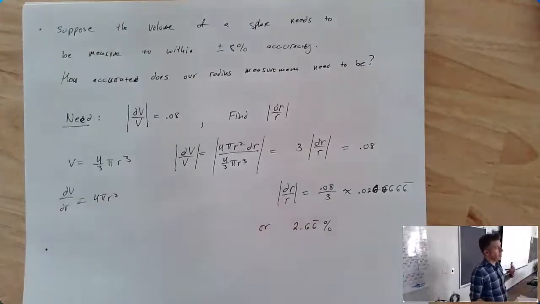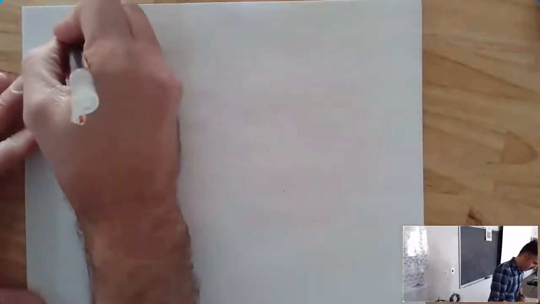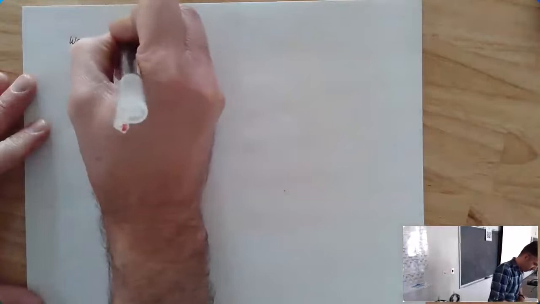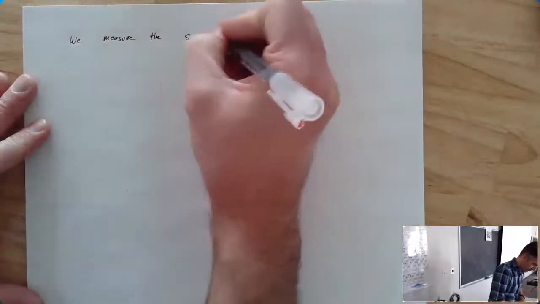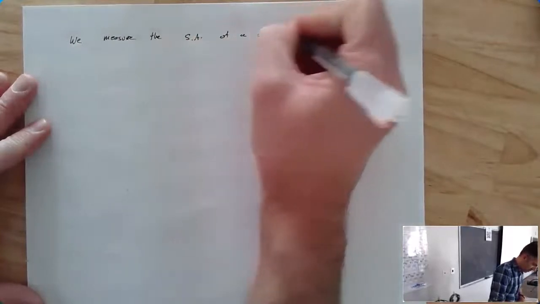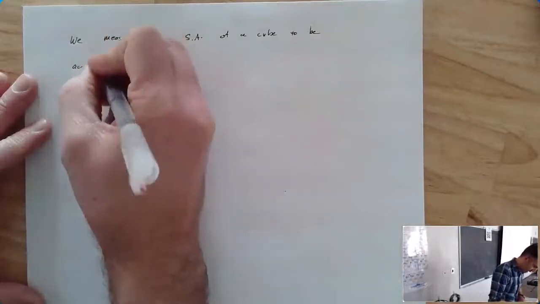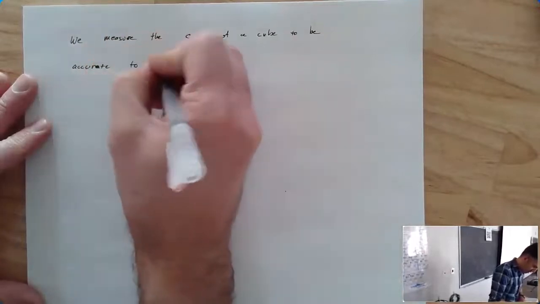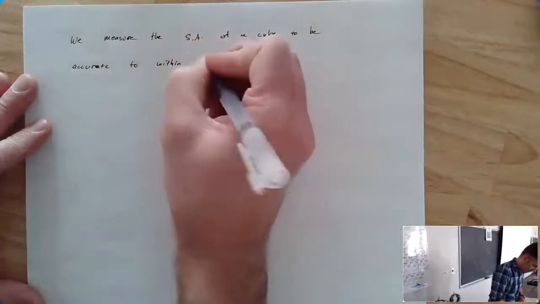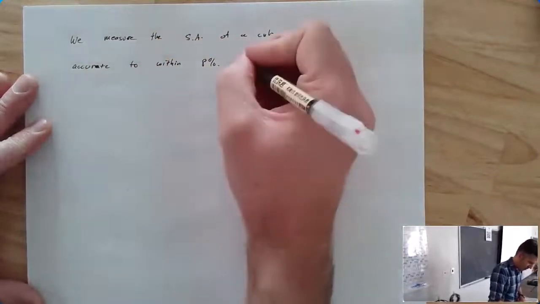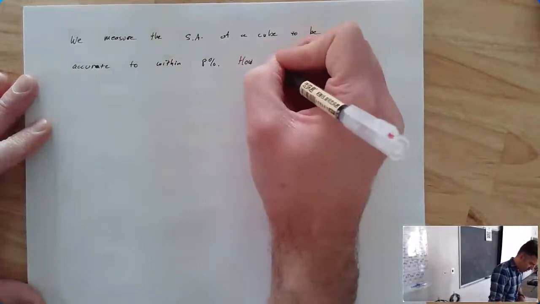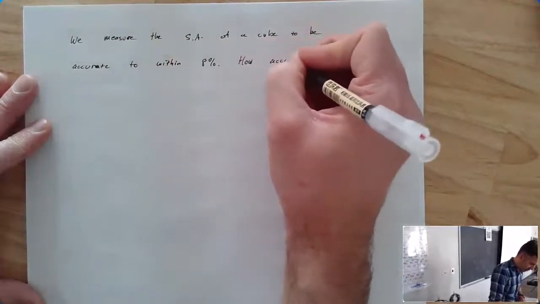So one more example. We measure the surface area of a cube to be accurate to within 8%. How accurate is the measurement of volume?